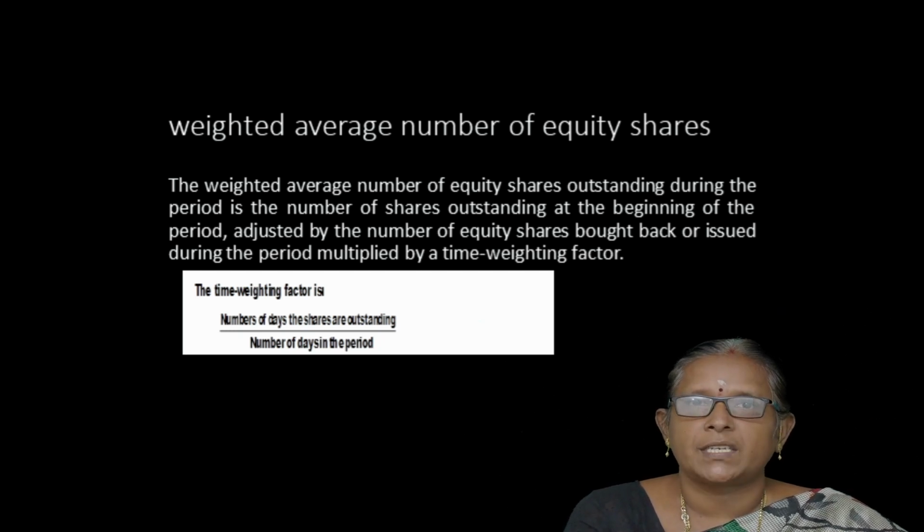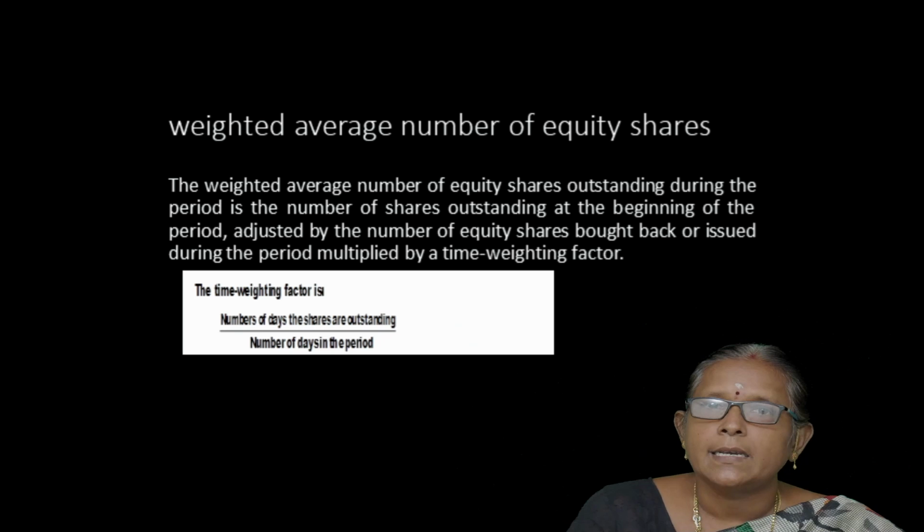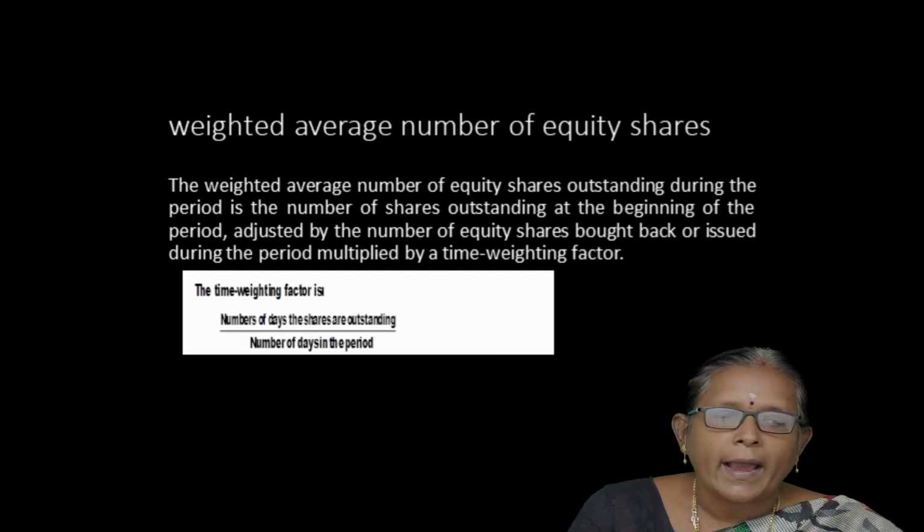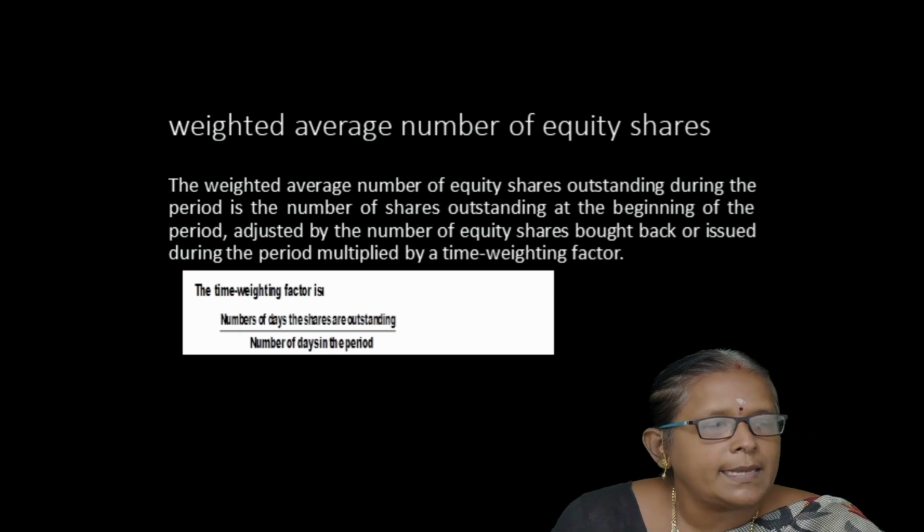So buyback of shares. If the shares are bought back by its own company, then that number of shares should be deducted, or newly issued shares, that should be added. So these are the adjustments to be done for finding out weighted average number of equity shares. First thing is shares outstanding at the beginning of the period, and you have to deduct buyback of shares, and you have to add new issue of shares. So I have two examples for you. Let us see one by one.